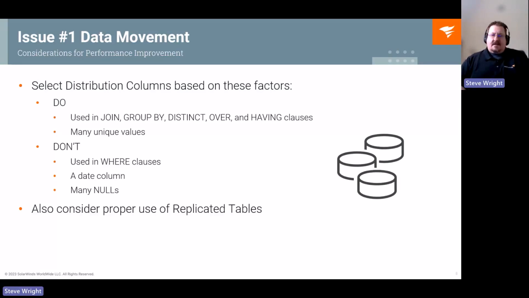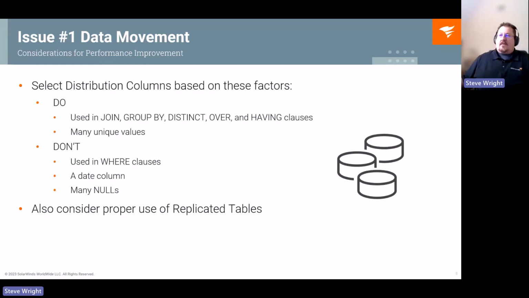Again, date columns, same reasons, they're often used in where clauses, right? And depending on the nature of the data, you think, oh, they're going to be very distinct. Well, not necessarily. Again, it all depends on the nature of your data. And along the same lines, many nulls. A lot of nulls are going to end up all on one distribution. Again, you're going to end up skewing your data, defeating the purposes of that MPP architecture. And then, like I said, also consider the proper use of those replicated tables. And we'll talk a little bit more about that in a bit too.